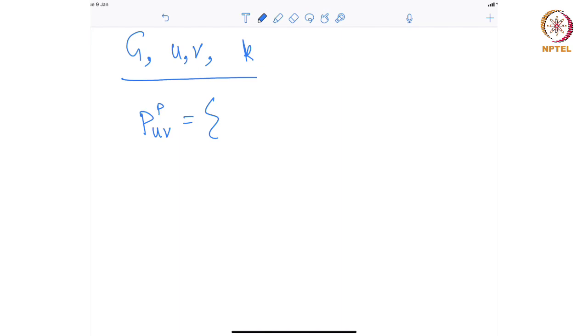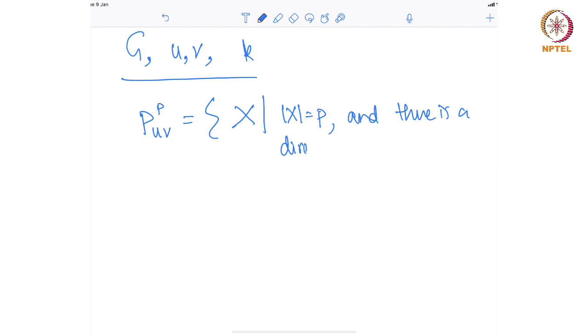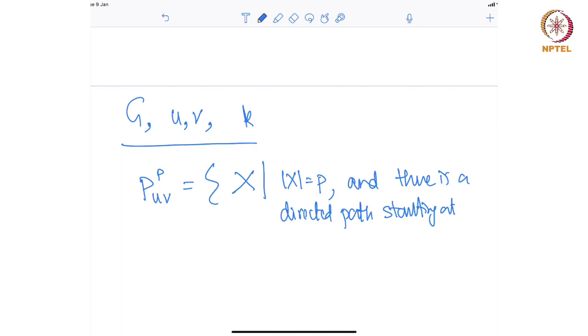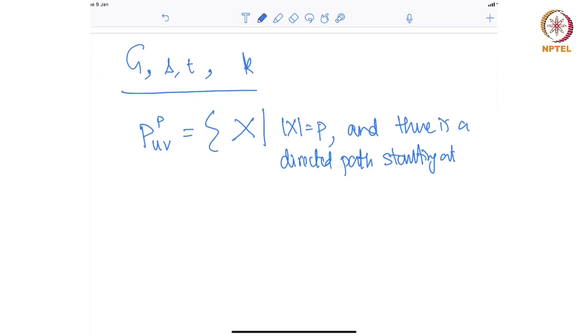This basically consists of sets X, where the cardinality of X is equal to p, and there is a directed path starting at U and ending at V. So think of what it is going to consist of.